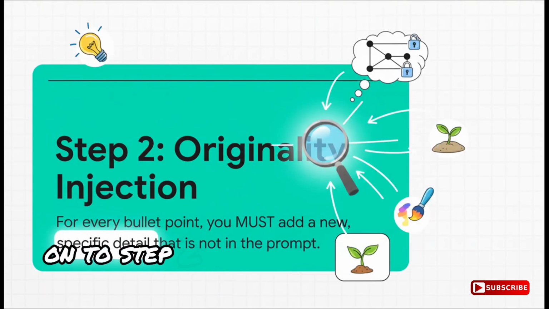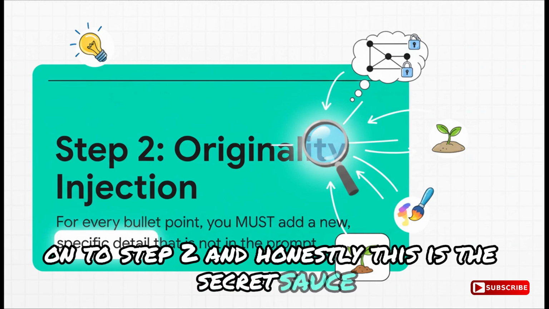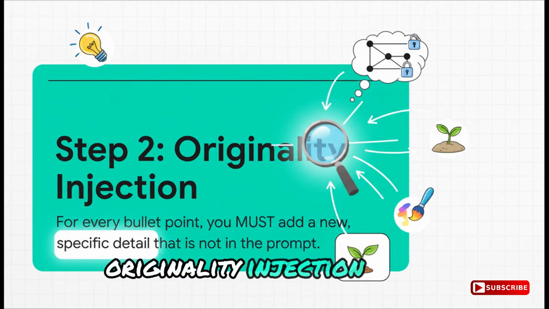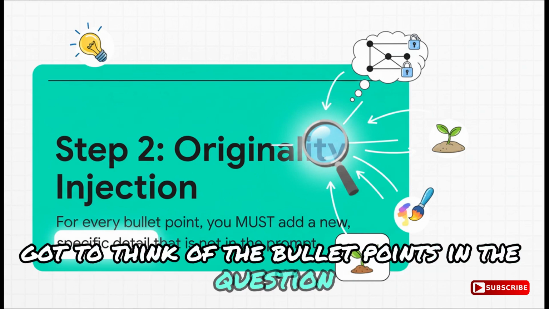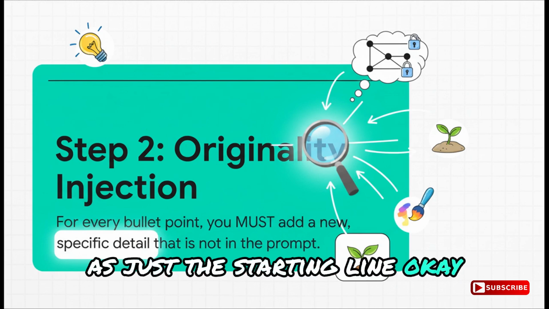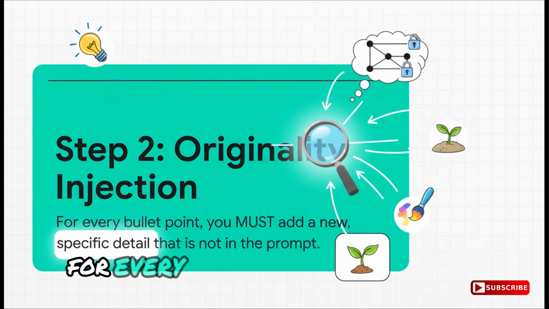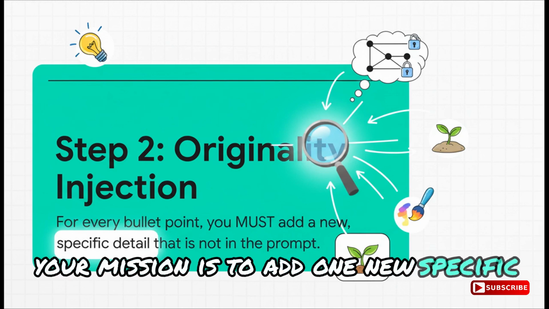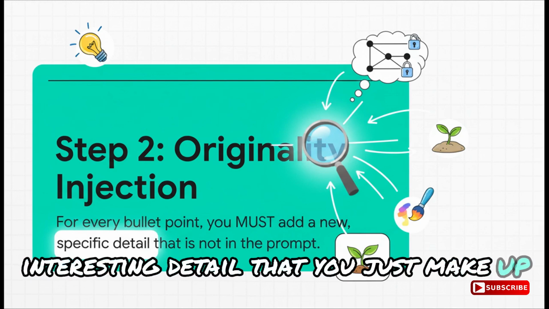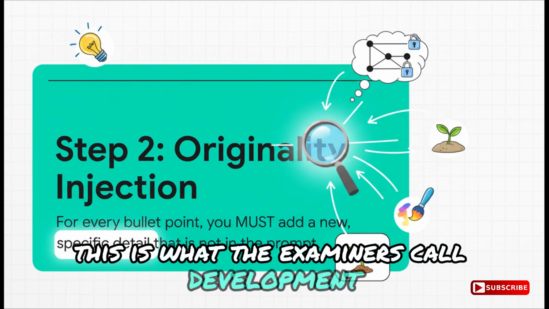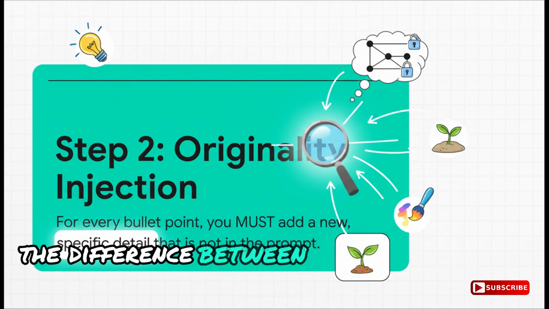Okay, on to step 2, and honestly, this is the secret sauce, originality injection. You've got to think of the bullet points in the question as just the starting line, okay? They are not the whole race. For every single prompt, your job, your mission is to add 1 new, specific, interesting detail that you just make up. This is what the examiners call development, and it is literally the difference between a C grade and an A grade.